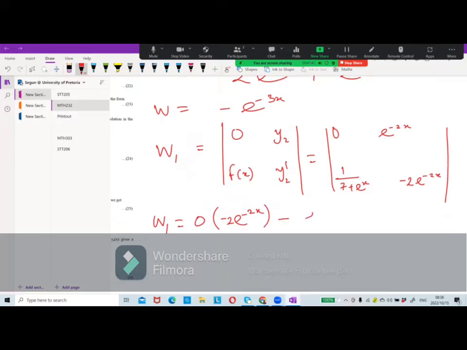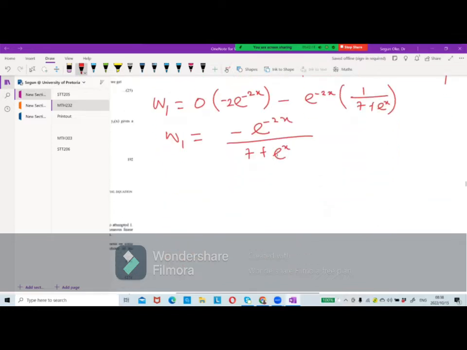minus exponential minus 2x in bracket 1 all over 7 plus exponential x. So what is y1? W1? Zero. Negative exponential minus 2x. Do you agree? Divided by 7 plus exponential x. So what is y2 now? W2 rather.